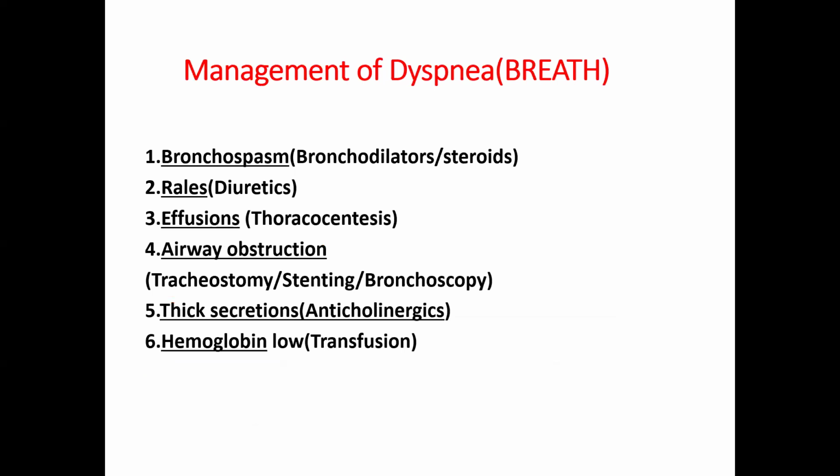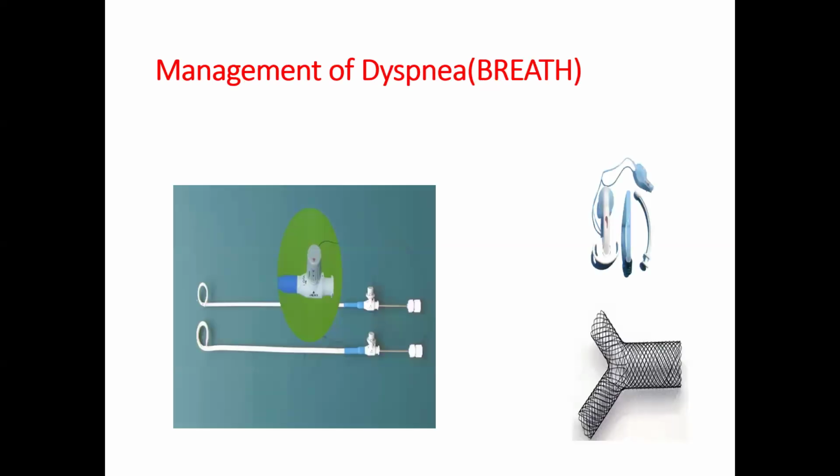How to manage dyspnea? First, try to treat the cause. There's a mnemonic for it: bronchospasm, valves, effusion, airway obstruction, secretions, and low hemoglobin. We call it BREATHE. So sometimes you need a tracheostomy, sometimes you need a stent, and so forth.